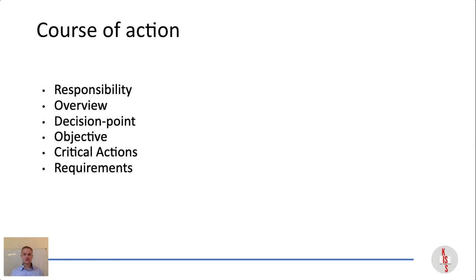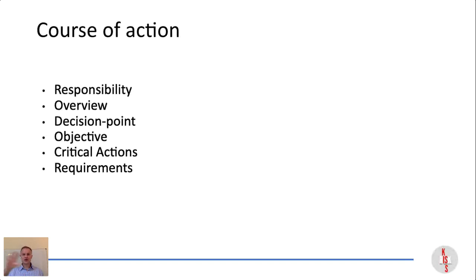So responsibility is who is responsible for that. So of course, depending upon what you're doing, it may be a different member of your leadership team, a different manager. So you've got to specify who is responsible for that, because they're responsible for the detailed planning of that. And then they're also responsible for executing that plan. So you've got to be clear who is responsible for that course of action.